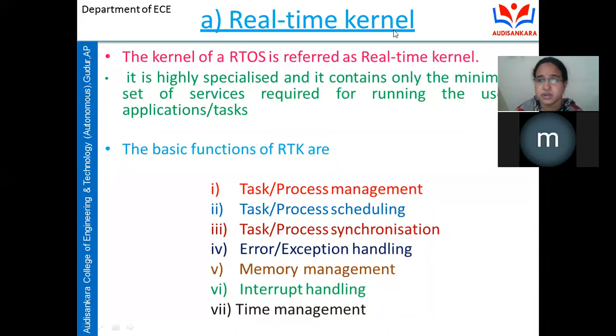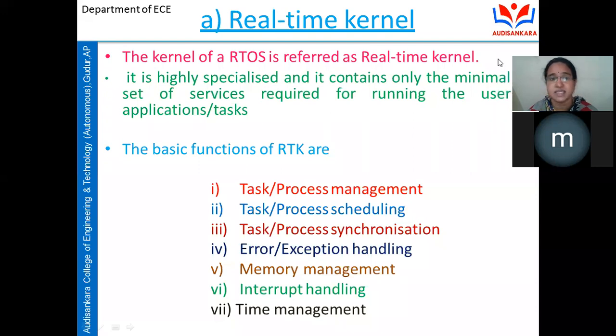So today we are going to discuss the real-time kernel. So what is a real-time kernel? The kernel of the real-time operating system is called the real-time kernel. And all the services handled by the real-time operating system are actually handled by the RTK, that is, the real-time kernel. So it is highly specialized.